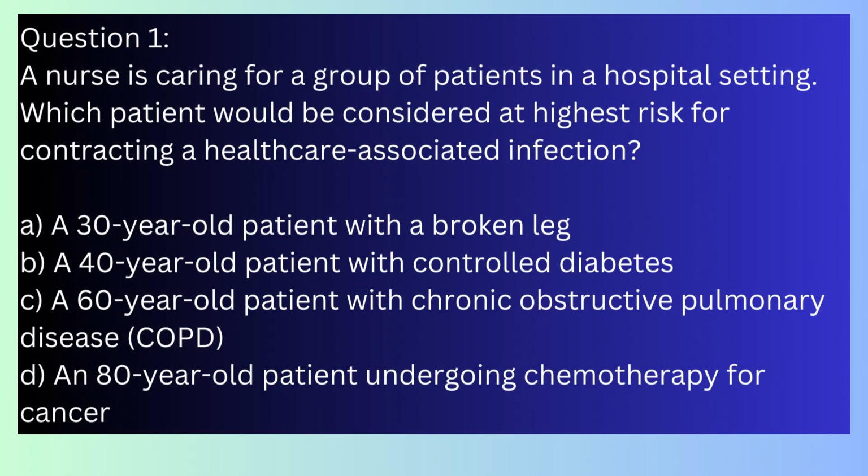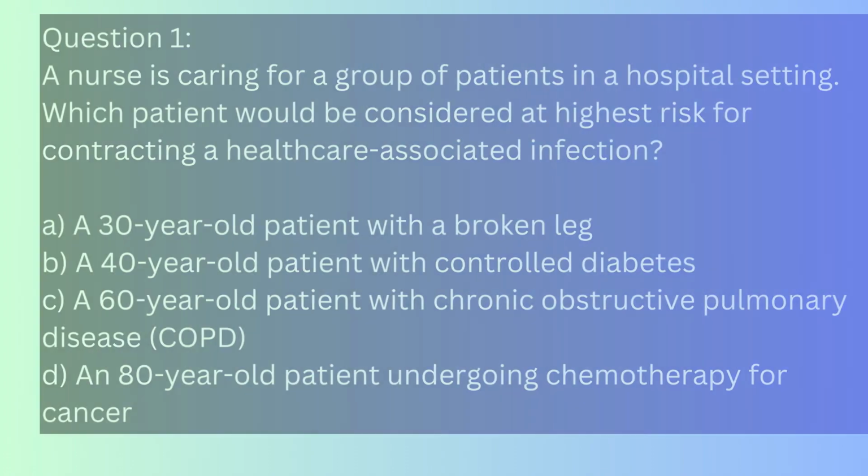Question 1. A nurse is caring for a group of patients in a hospital setting. Which patient would be considered at highest risk for contracting a healthcare-associated infection? A. A 30-year-old patient with a broken leg. B. A 40-year-old patient with controlled diabetes. C. A 60-year-old patient with chronic obstructive pulmonary disease, COPD. D. An 80-year-old patient undergoing chemotherapy for cancer.